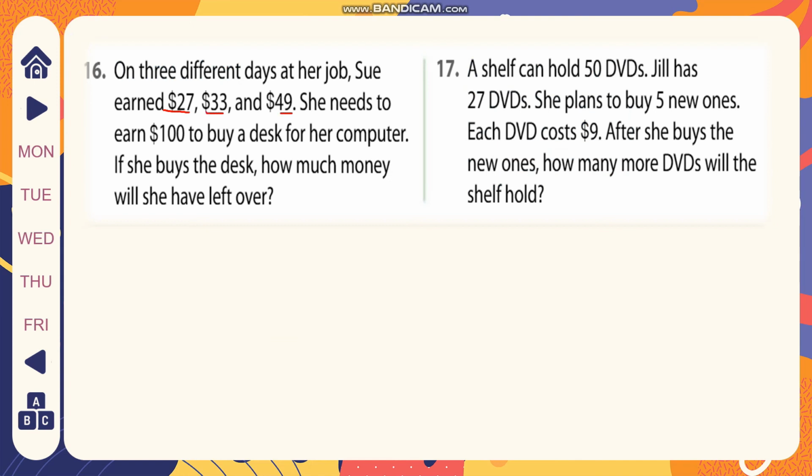Number 16. On 3 different days at her job, Sue earned $27, $33, and $49. She needs to earn $100 to buy a desk for her computer. If she buys the desk, how much money will she have left over? So the first step is you need to know how much she earned. So 27 plus 33, that is equivalent to 60. Then plus 49, that is equivalent to 109. So from 109, if she bought the $100 desk, that is equivalent to $9.